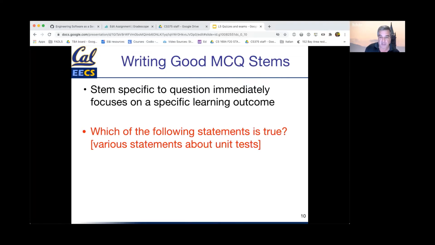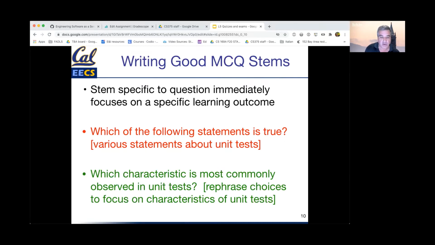So for example, on a previous quiz, we had a question that said, which of the following statements is true? Or if it's a select all that apply, you might say, which of the following statements are true? And then we gave the students various statements regarding the practice of unit testing. A better stem would immediately drive the student to focus on the learning outcome. We might write, which characteristic or characteristics are most commonly observed in unit tests?